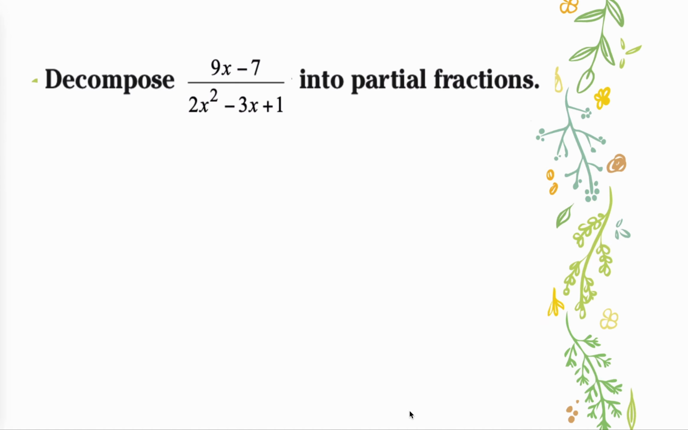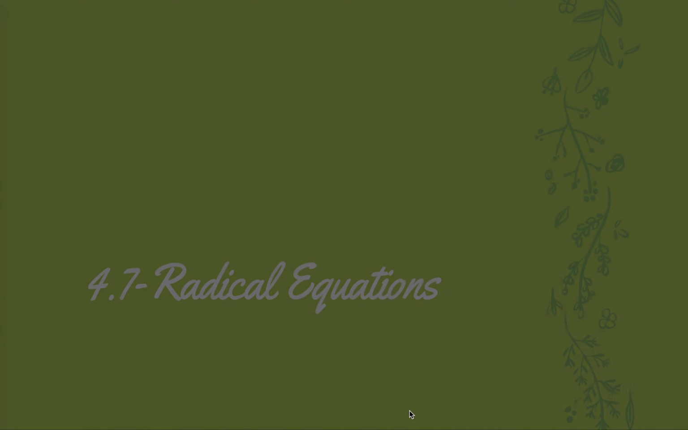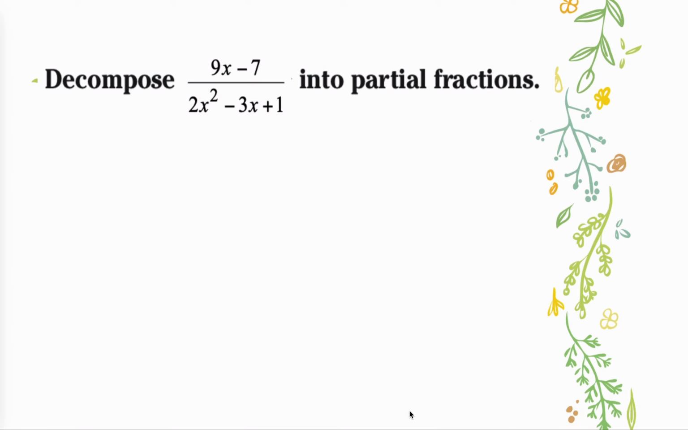Decompose 9x minus 7 over 2x squared minus 3x plus 1 into partial fractions. I hope to God this is the last. Yes, this is the last one. Played myself here. So, factor the denominator. So that's going to factor into 2x and x. It's got to be a minus 1 and a minus 1.